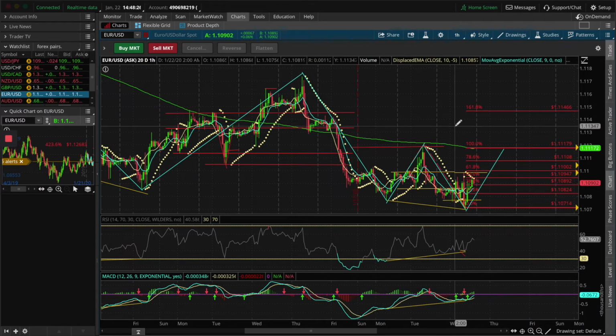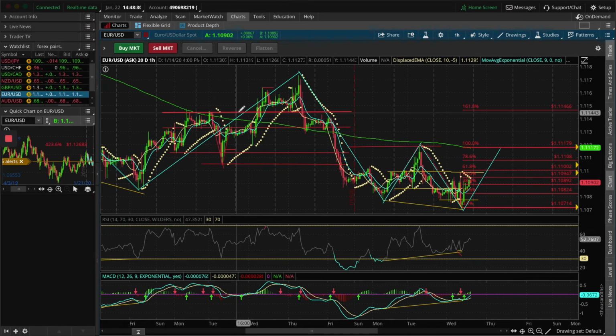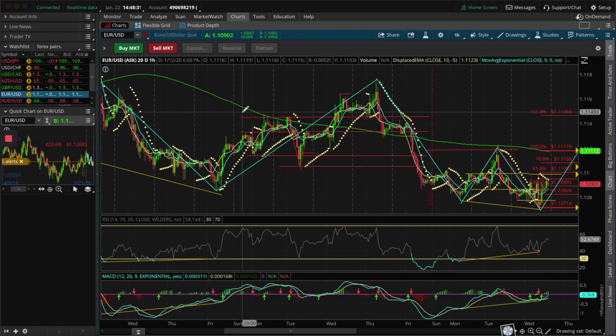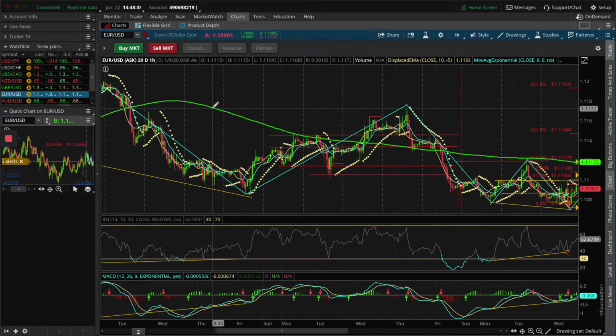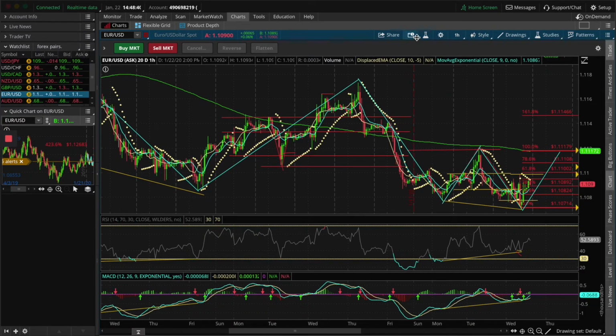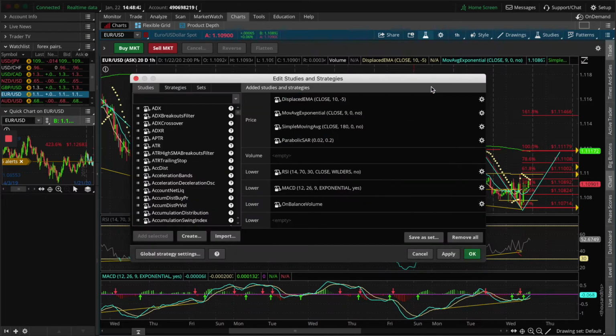Cool, cool. So what I like to do first is, one, you want to put in your indicators. Without your indicators, you're not going to know what's going on. To put in your indicators, you're going to click on this studies bar, and you're going to come right here. Some of the indicators you want to place on here are the following. Let's go through this. Displaced EMA, you want to have close 10, -5.